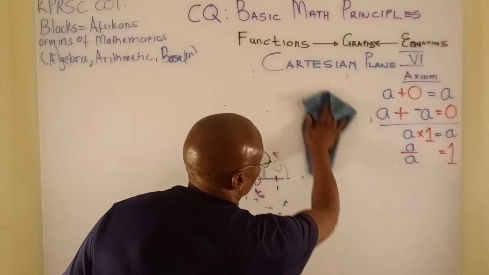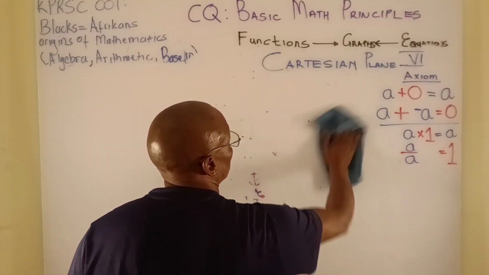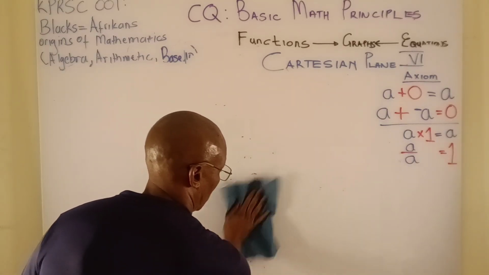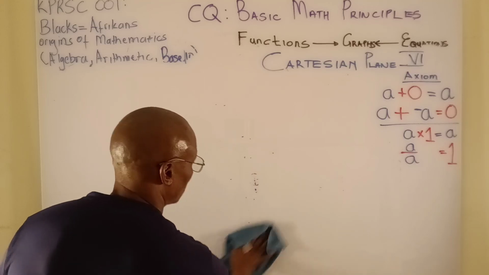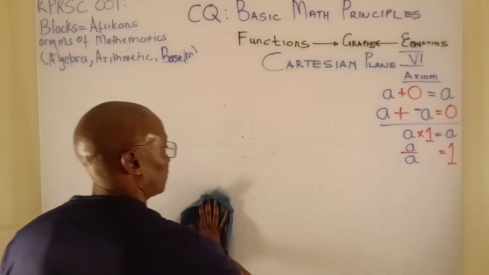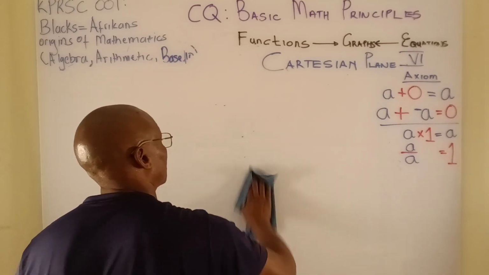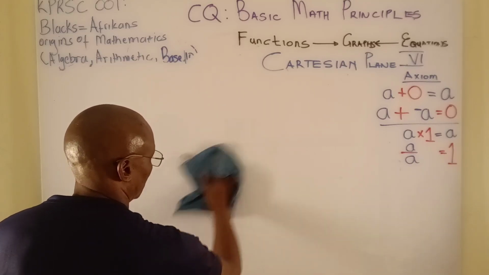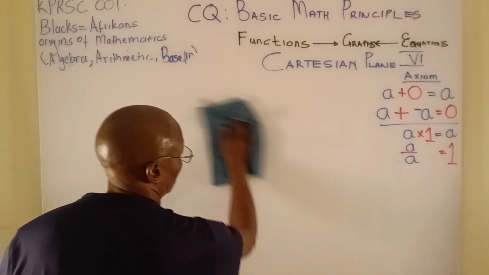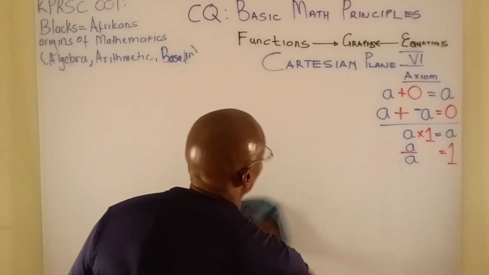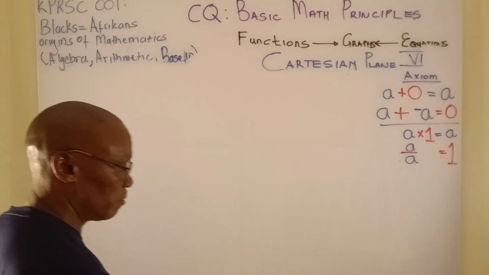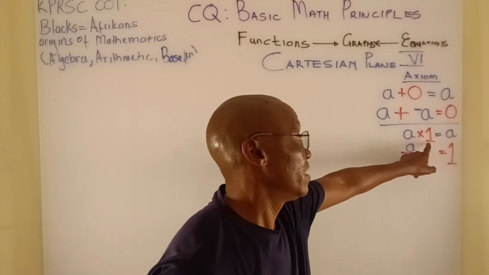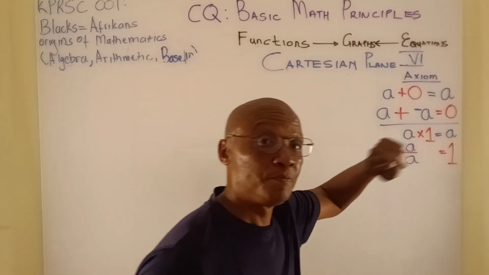And I just like to state that as I'm cleaning the board, the axioms I'm not cleaning out. Because I want them to be fixed in your mind. That a number multiplied by a unit is that number. This is a rewrite.